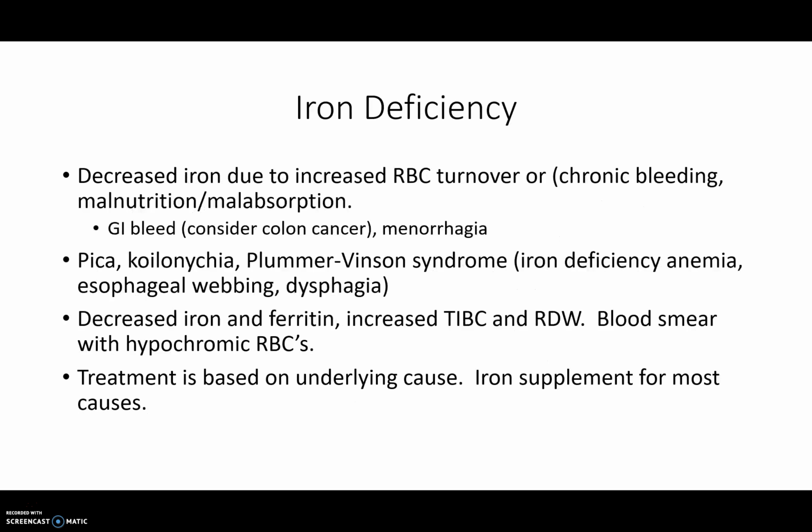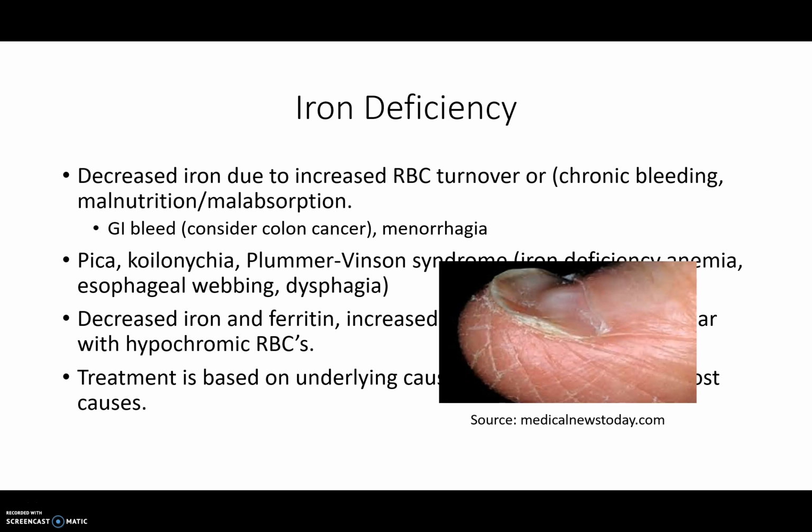For your iron deficiency anemia, this is because of a decrease in iron. This can be because of increased red blood cell turnover, or just malnutrition, malabsorption of not getting enough iron. If you suspect a GI bleed, especially in an older male, it is colon cancer until found out otherwise. Some things you might see is pica, which is the eating of ice chips and different other types of food. Koilonychia, which is spoon nail.